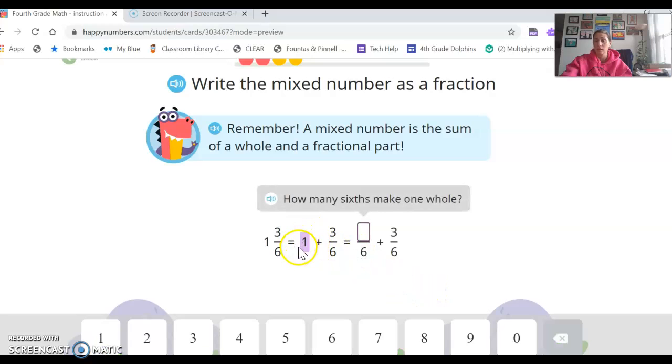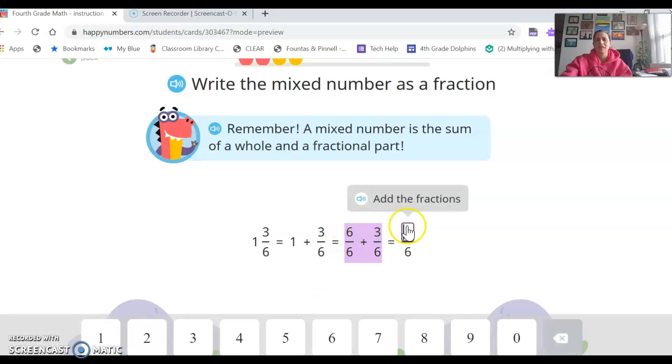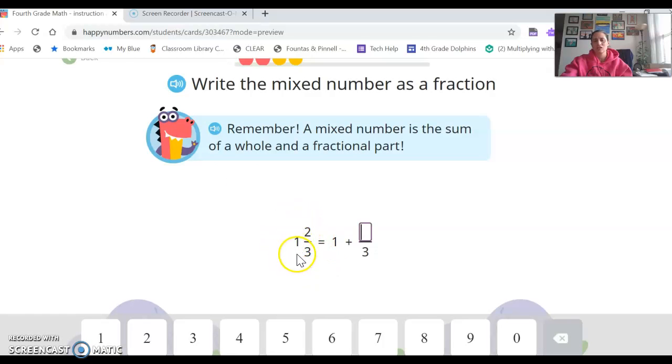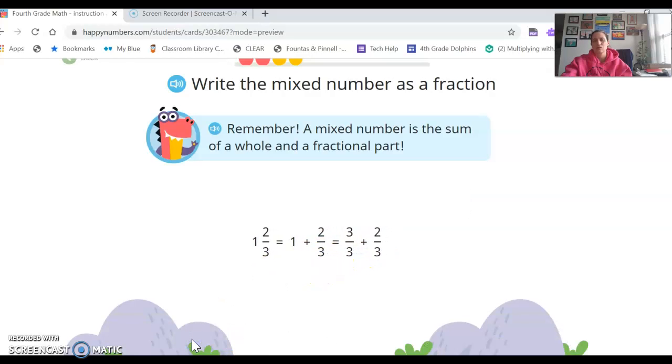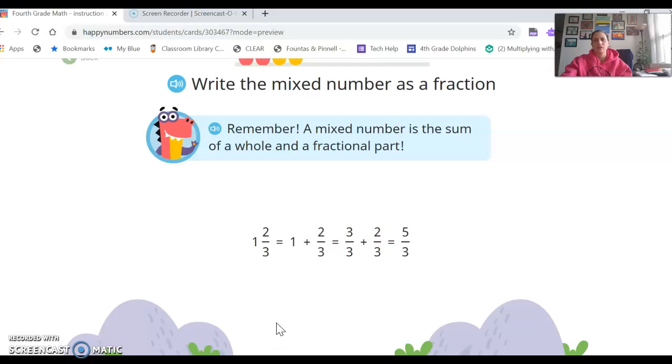And then we can change our 1 to, oh, I did it wrong. It's a 6, isn't it? There we go. Then the answer is 9. I jumped ahead. Okay, so we're going to change our 1 is the same as 1 plus the fraction, which is 2/3. We're changing our 1 to a fraction, and this time this is thirds, so it's 3/3. Now we can add it, and that would be 5/3.